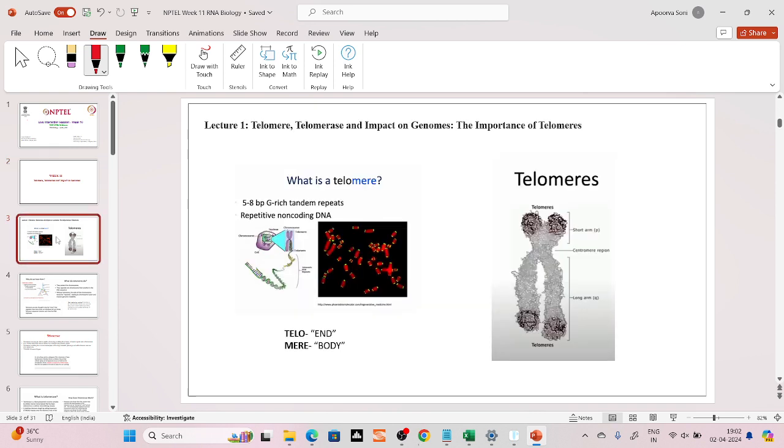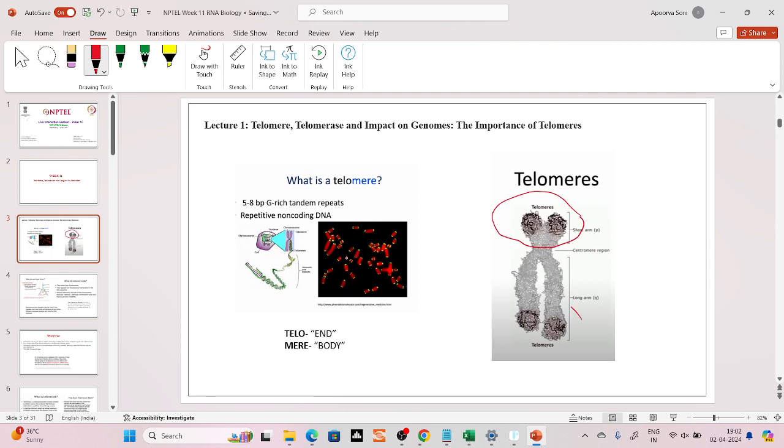We'll start with lecture 1, where we'll study about the importance of telomeres. So, what are telomeres? Telo means end and mere means body. That means something that is present at the end of the body, that means at the end of the chromosomes. So if this is your chromosome, this is your chromosome at the end. The structures or the sequences which are present at the end of the chromosome are known as telomeres. And what kind of sequences are these? These are repetitive sequences. Okay, so telomeres are repetitive sequences that are present at the ends of the chromosome.